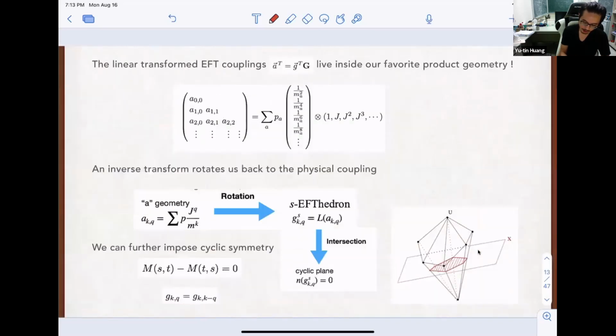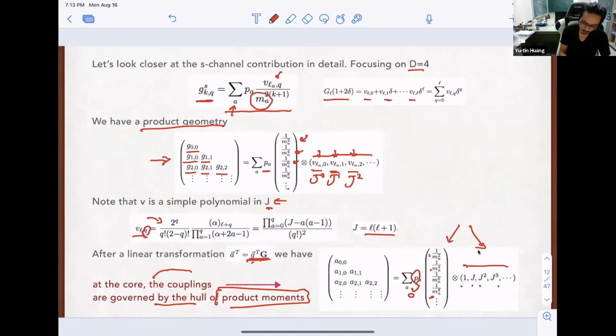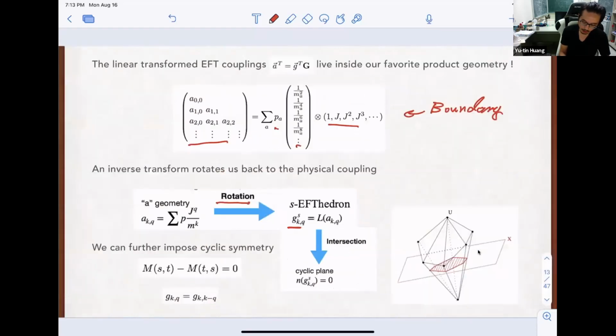Okay, so once again, I'm going to call this the A geometry, which is essentially the convex hull of two sets of moments. The statement is, once we figure out the boundary for this geometry, then all we need to do for the physical geometry is an inverse GL rotation back to the G couplings. Remember, we did a GL rotation here to convert this J polynomial into a single moment. Therefore, you just do the inverse rotation, then you get the space for the S channel.